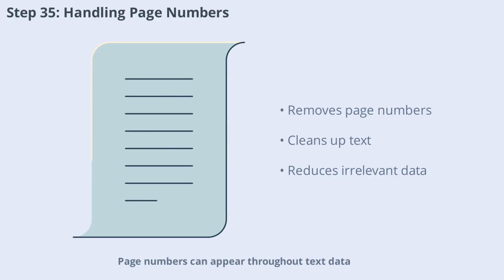Page numbers can appear throughout text data, especially in scanned documents or PDFs. Removing these numbers helps clean up the text and ensures that your analysis isn't affected by irrelevant numerical data.